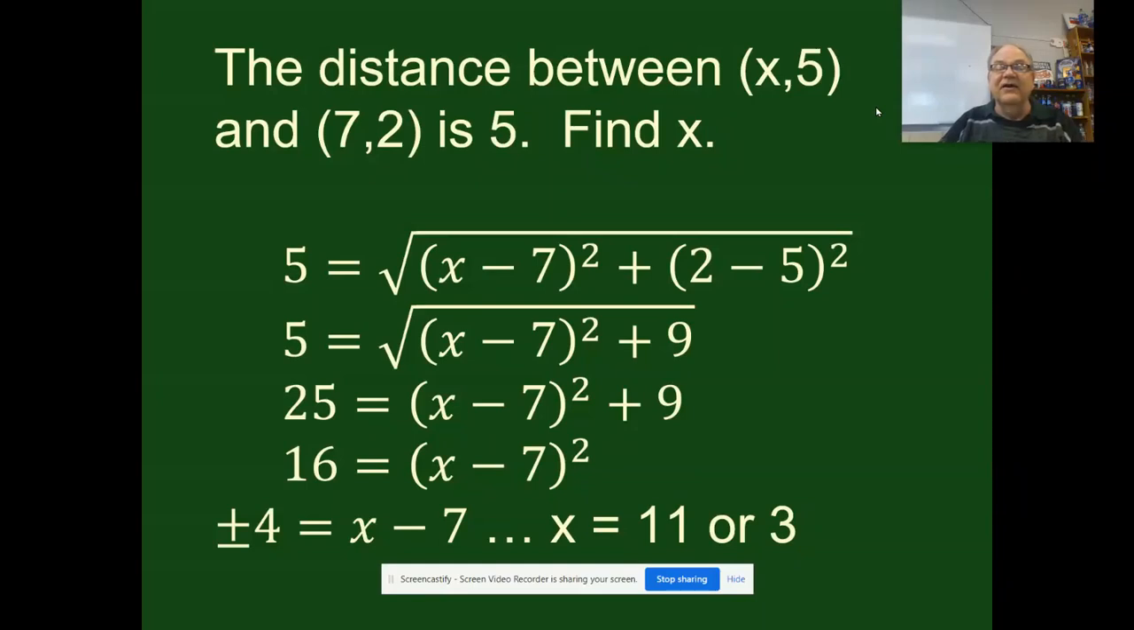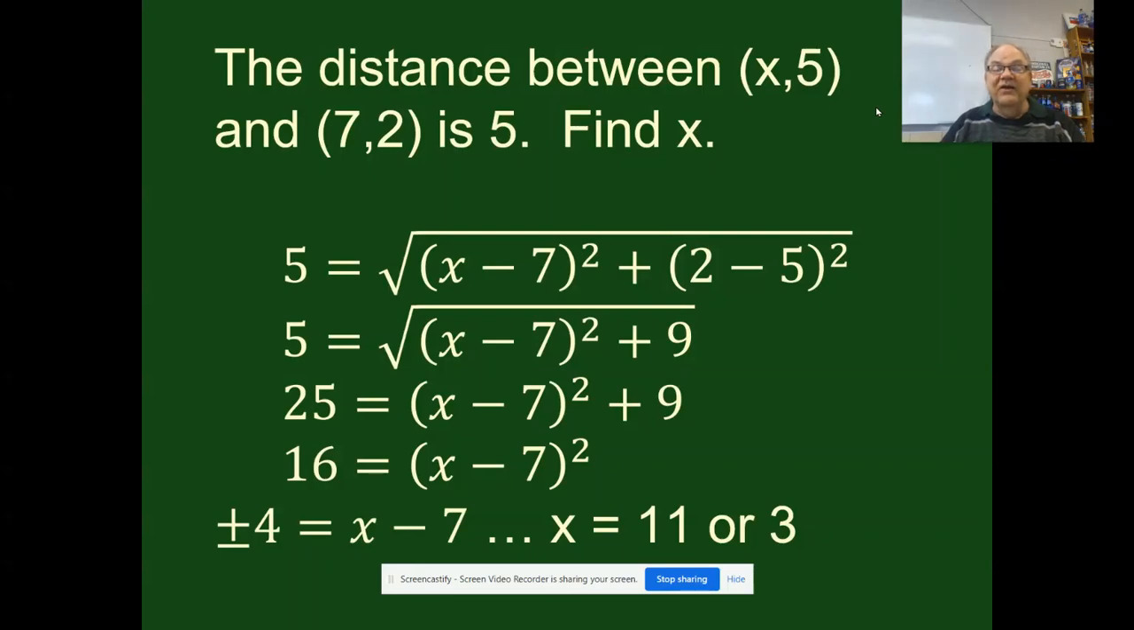And here's the rest of that problem. If you subtract 9, you get 16. Square root of 16 can either be 4 or negative 4. It can be either of those answers. And if you take 4 plus 7, you get 11. If you take negative 4 plus 7, you get 3. There's always going to be two answers to problems like this. The idea is that one of these is going to be 5 units one side of your point, the other one is 5 units the other side of your point. And so both of those are correct answers that we'd have.